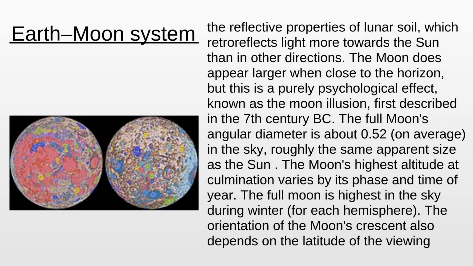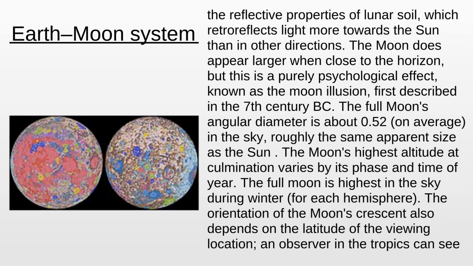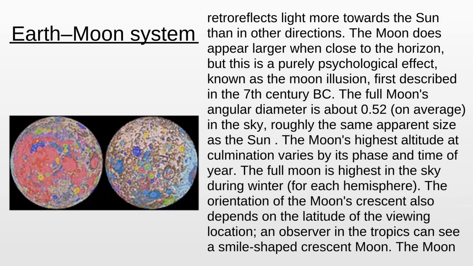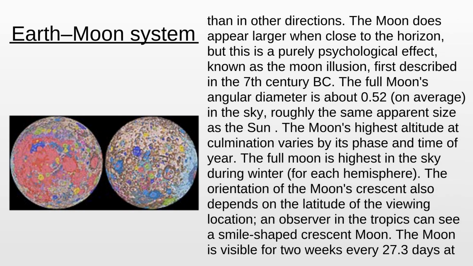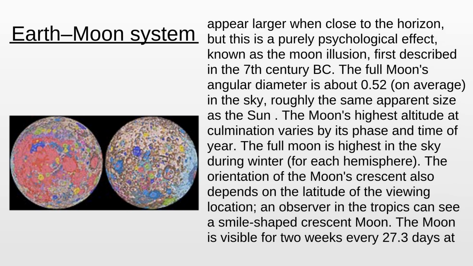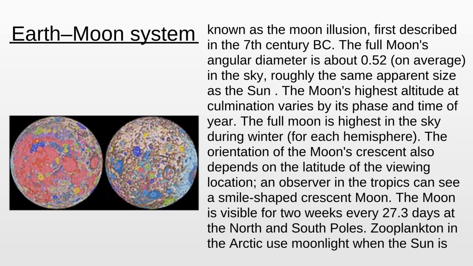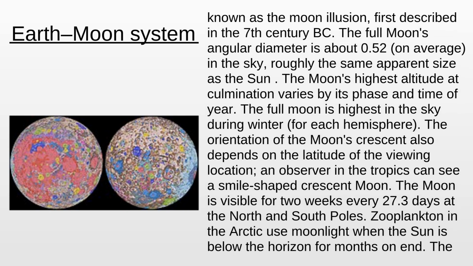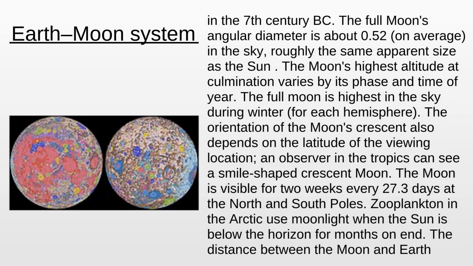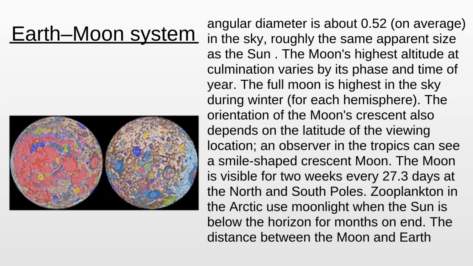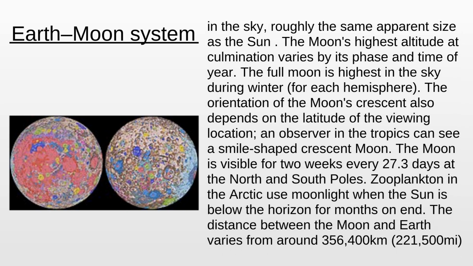The Moon does appear larger when close to the horizon, but this is a purely psychological effect, known as the moon illusion, first described in the 7th century BC. The full moon's angular diameter is about 0.52°, on average, in the sky, roughly the same apparent size as the Sun. The Moon's highest altitude at culmination varies by its phase and time of year.